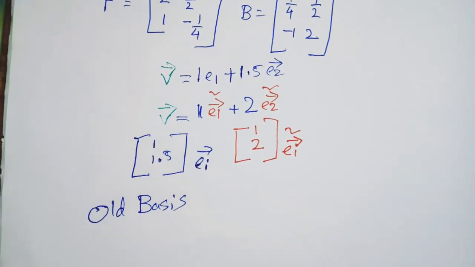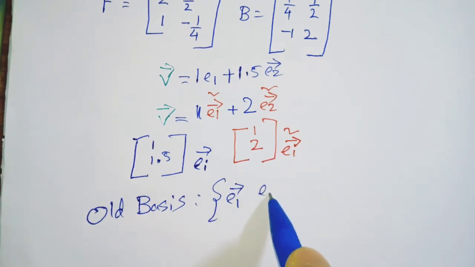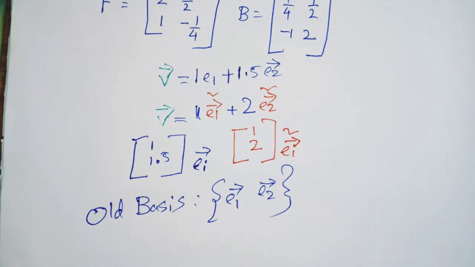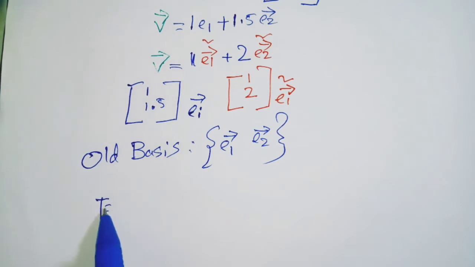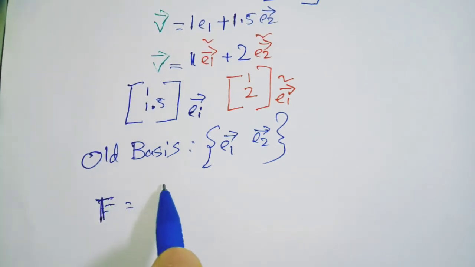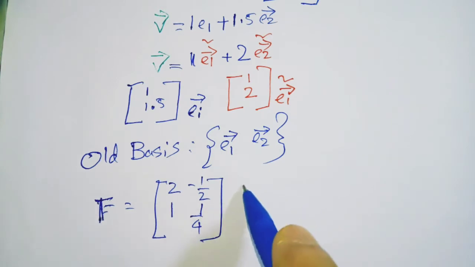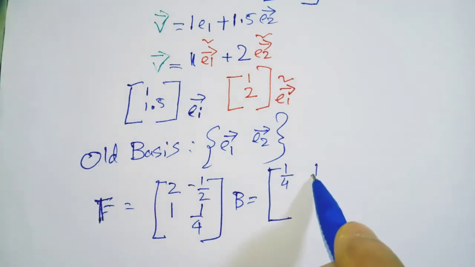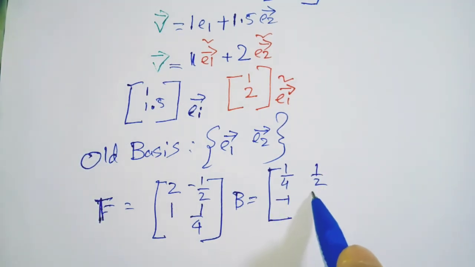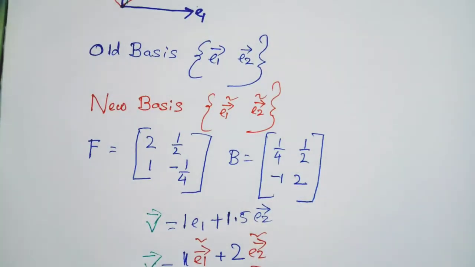Old basis. So the old basis comprises what units? I will write them as E1 and E2, right? And we have got the values from the forward transformation. I need to show that to you. So F will be equal to 2, 1, minus 1/2 and 1/4. Okay, and the backward transformation gives the values 1/4, 1/2, and -1 and 2. Right, so these are the values we are getting from the previous step. You see, these are the values.